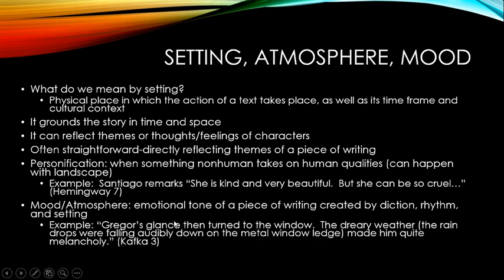So an example of mood and atmosphere, from Kafka: "Gregor's glance then turned to the window, the dreary weather, the raindrops were falling audibly down on the metal window ledge, made him quite melancholy." So again, weather is something that we should definitely pay attention to when we're reading. It's often used to reflect the atmosphere of a text. In this case, the weather is reflecting Gregor's own melancholy, his own anxiety, his own feelings of despair. And this is early on in the text where he's discovering himself as being transformed into an insect.